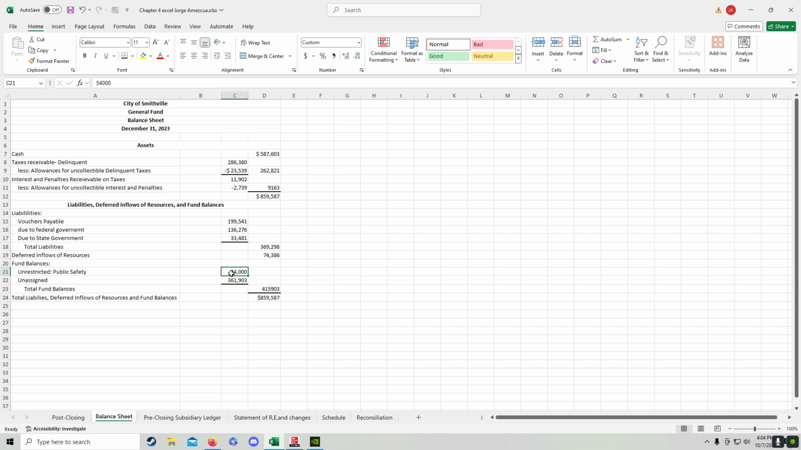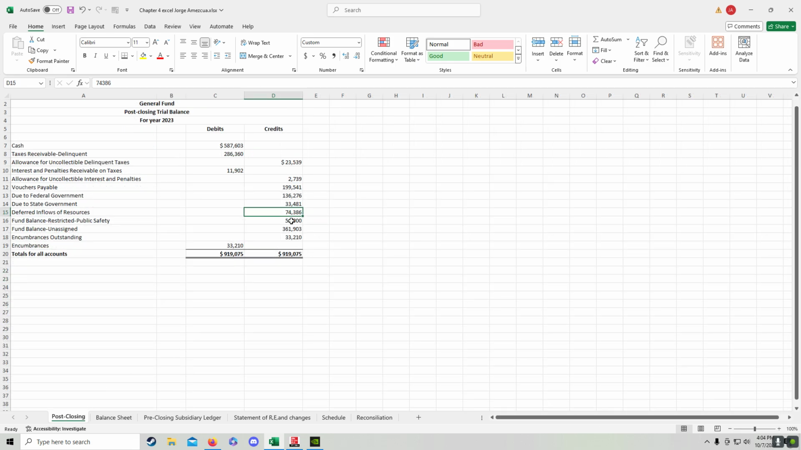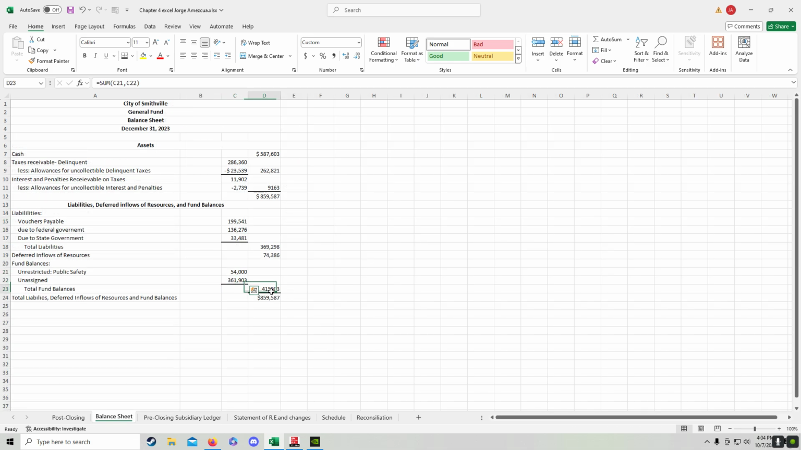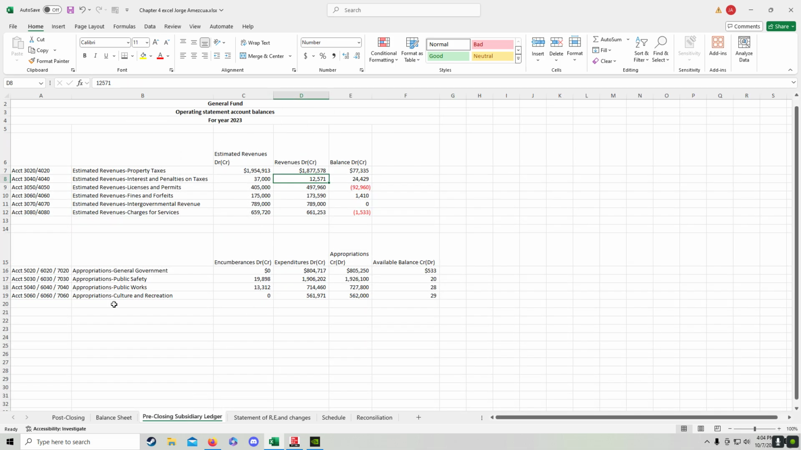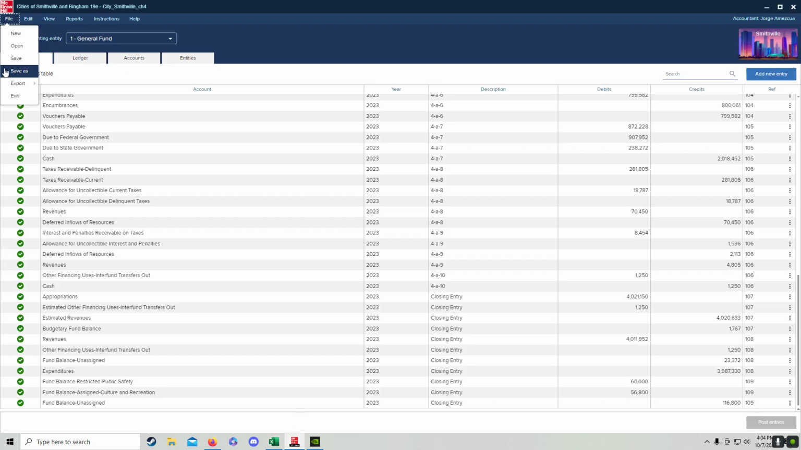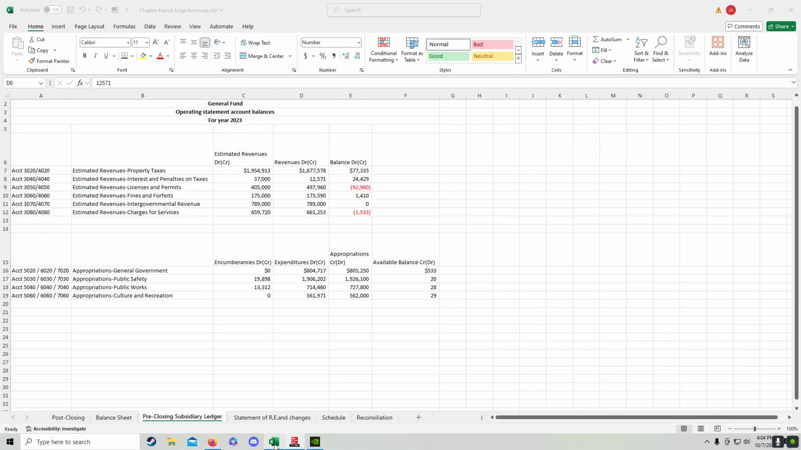Then for the fund balances, I got these two numbers, unrestricted public safety and unassigned, from these two accounts right here. And I summed these together to get this number. Then I summed up these three to get this. Then from there, I got this from right here, the export.